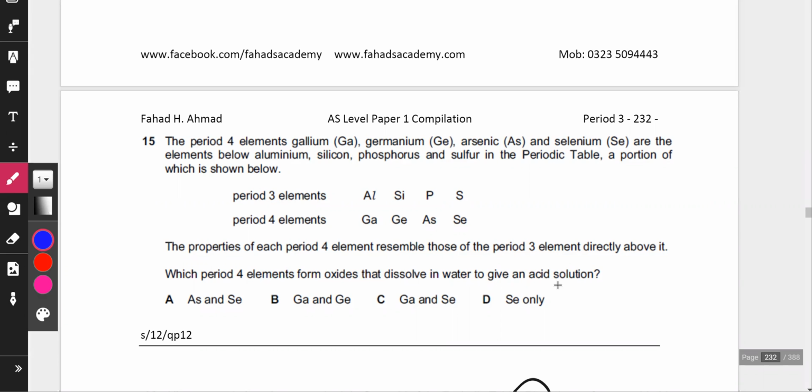So we're actually going to look at period 3 oxides. He's talking about oxides, right? So it's going to be phosphorus oxides and sulfur oxides, which means As and Se. So it's going to be A. Phosphorus oxides form phosphoric acid. Sulfur oxides form sulfuric acid when they dissolve in water. Silicon oxide is insoluble, it's sand. Aluminum oxide is also insoluble, although it's amphoteric, but these two are not going to dissolve in water.